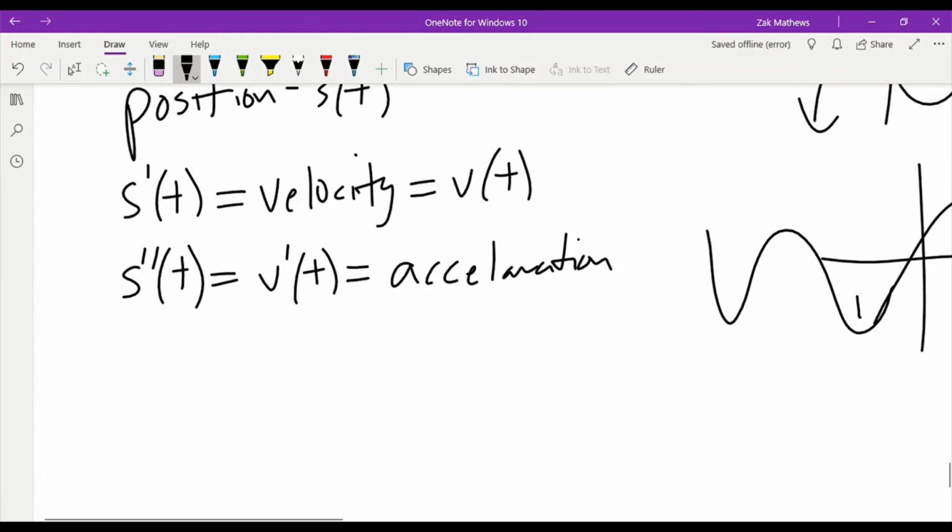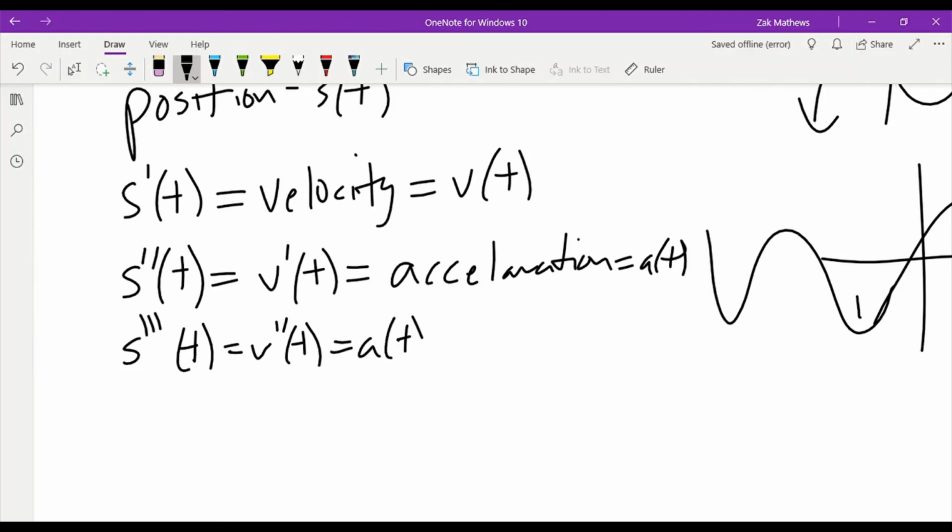And we can continue to take derivatives in the same fashion. So if I look at the third derivative of position, which is the second derivative of velocity, which I forgot to define: acceleration is a of t. The third derivative of position would be the derivative of acceleration. That gives us something called jerk.